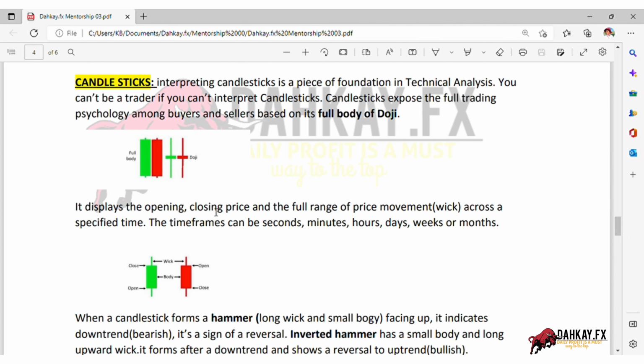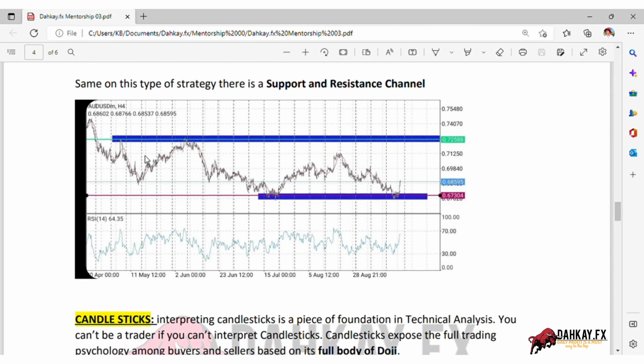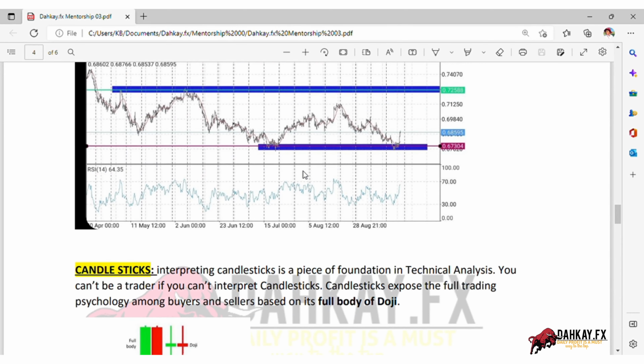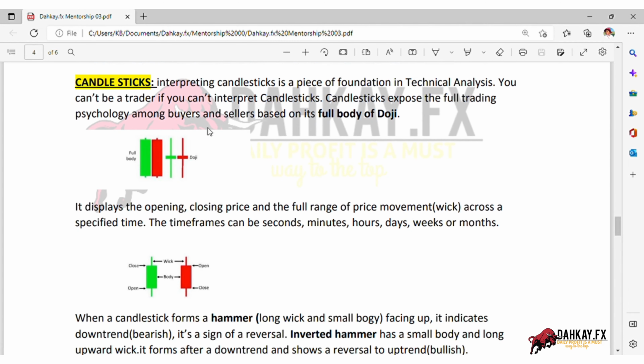For instance, guys, candlesticks are these small sticks that you see on this picture, or the sticks you'll see when you open your MetaTrader or any charts. Those are candlesticks. So interpreting candlesticks is a piece of foundation in technical analysis. You can't be a trader if you can't interpret candlesticks. If you want to master technical analysis, you also have to be good at interpreting candlesticks.